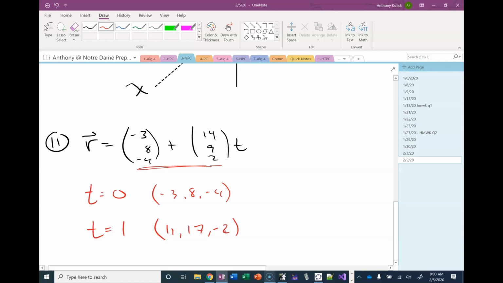Andrew? Well, they're points, so there isn't an IB component form for a point. It's just an ordered triple.